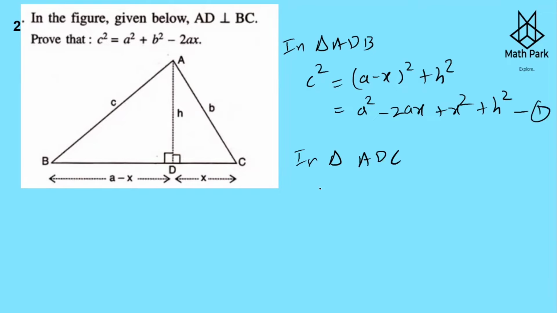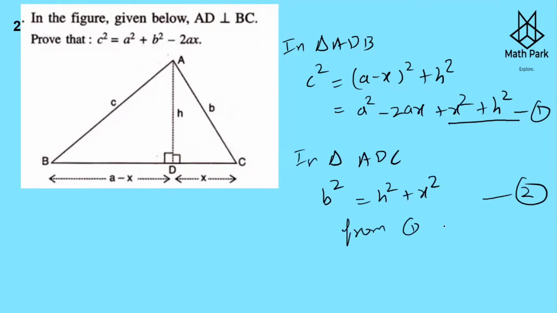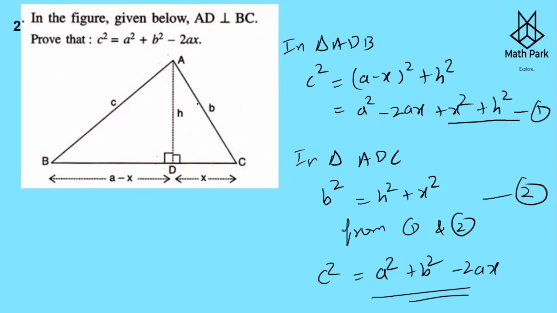Let us take in triangle ABC, B square is the hypotenuse. So B square is equal to H square plus X square. Okay. So now can we put here, this is equation number 2. So in place of H square plus X square, we will be now putting B square. So we can say from 1 and 2, you get C square is equal to A square, in place of X square plus H square from 2, I'm going to put B square, and this minus 2AX. And hence proved, we have done with question number 2.